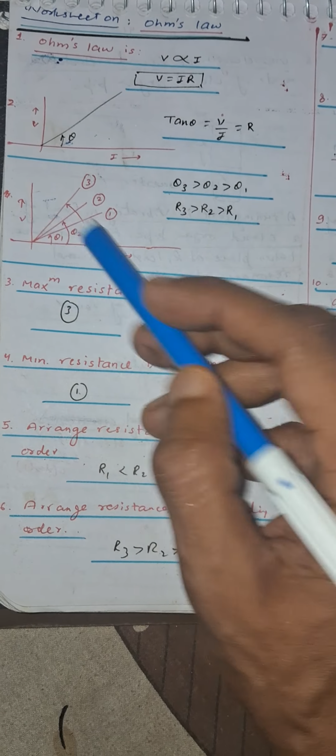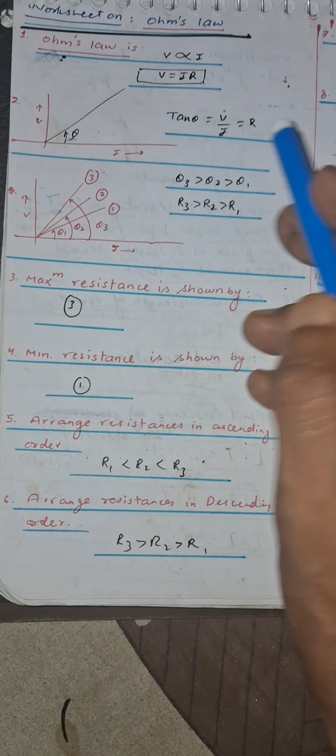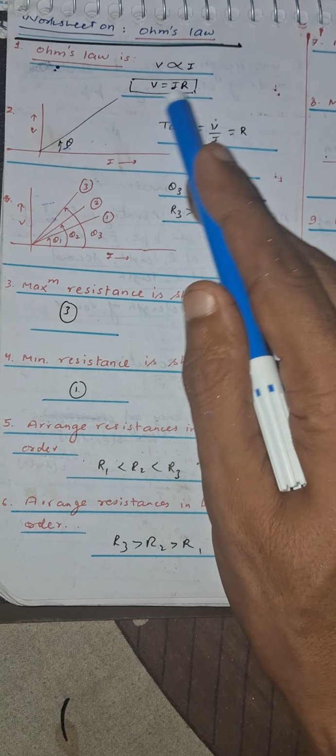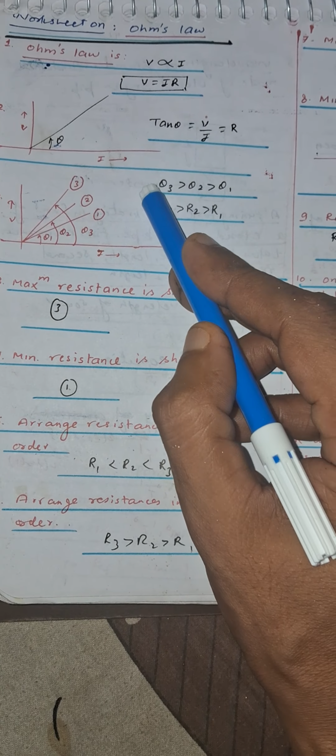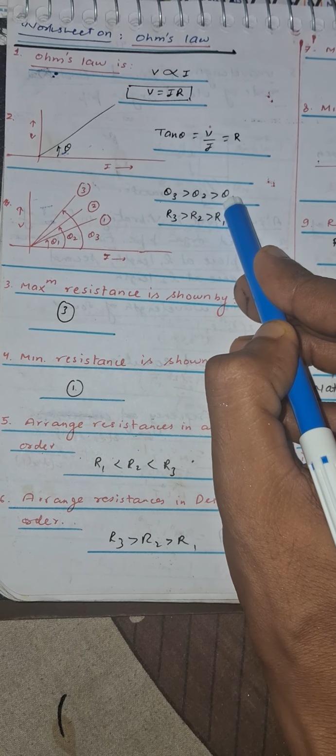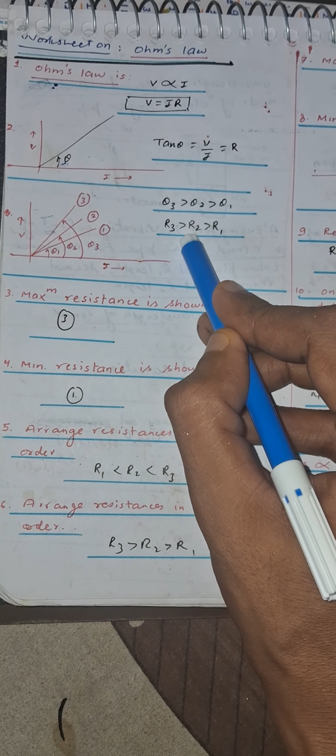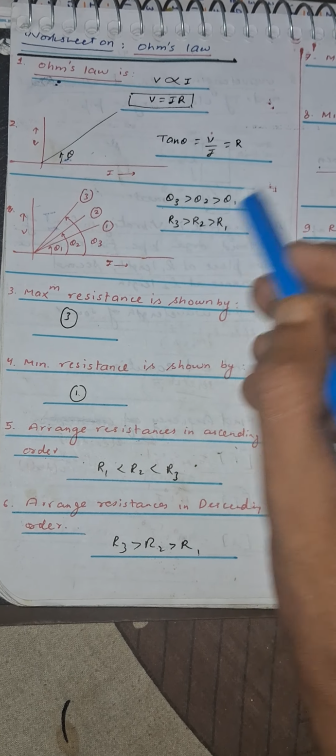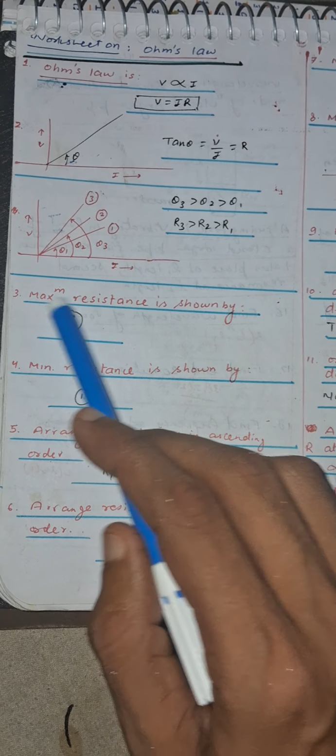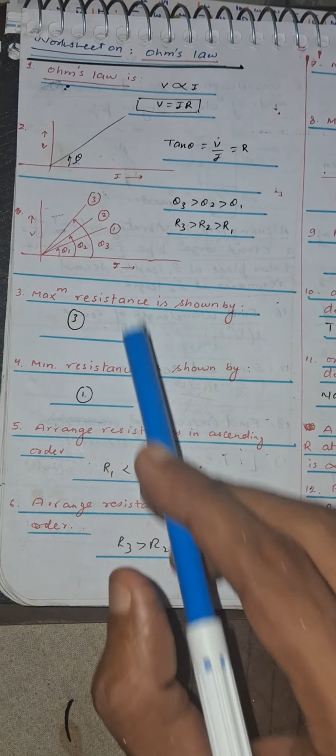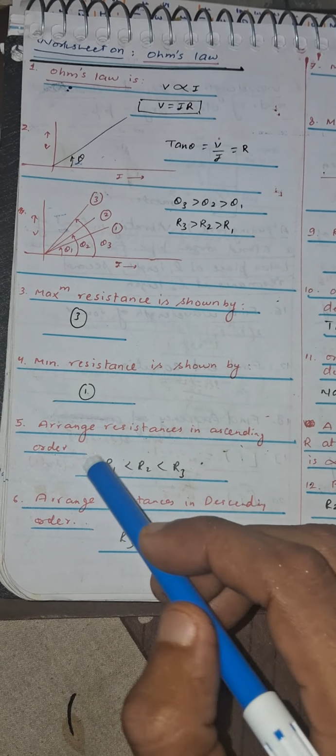In the next question, we have a VI graph for three different cases. As we have derived over here, tan theta is equal to the resistance. So theta 3 is greater than theta 2, which is greater than theta 1. That means the resistance corresponding to the third graph will be greater than that of the second, which will be greater than that of the first. And the next question is: maximum resistance is shown obviously by 3, minimum resistance by 1.